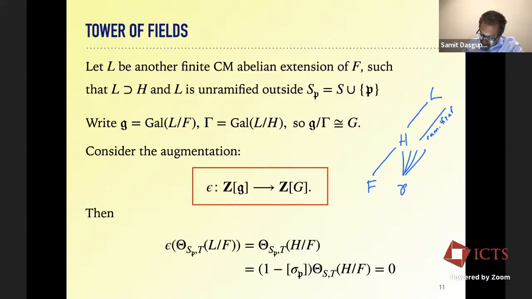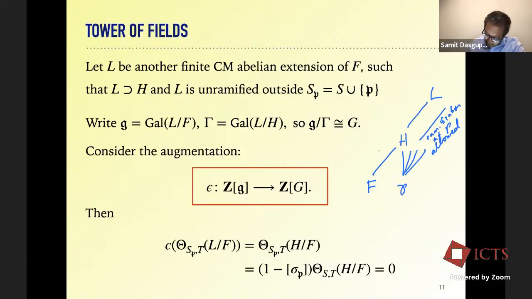At P is allowed. That's the only difference, but there's no ramification outside your original set S, where the ramification of F and of H occurred, and this P. Now we have some notation.